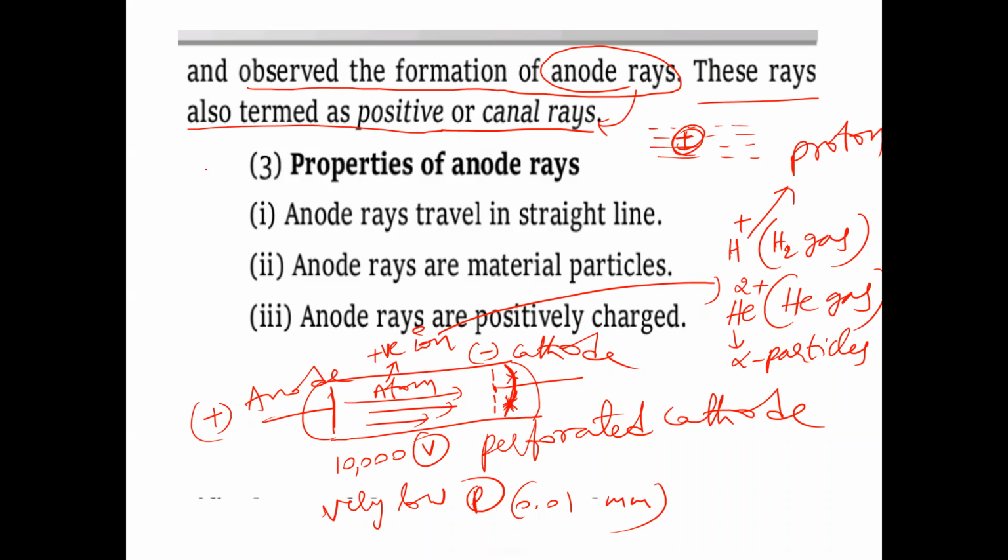Okay, now see the properties of anode rays. First point: anode rays travel in a straight line. Cathode rays also travel in a straight line; both travel in straight lines. Second point: anode rays are material particles. Material particles mean they have some mass. The particles of anode rays have certain mass, so anode rays are called material particles.